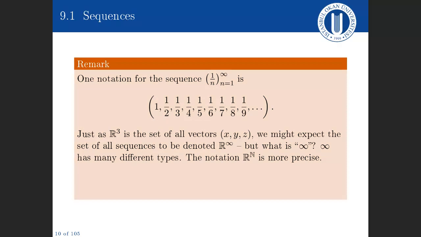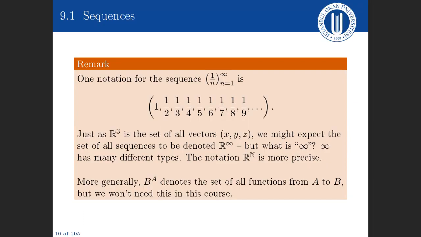But there's a problem with that notation. What does infinity mean? There's actually many different types of infinity, so we need to be more precise. What type of infinity do we want? We want the same type of infinity as the size of the natural numbers. So that's why it's R to the power N. More generally, B to the power A denotes the set of all functions from a set A to a set B, but we're not going to need that in this course.